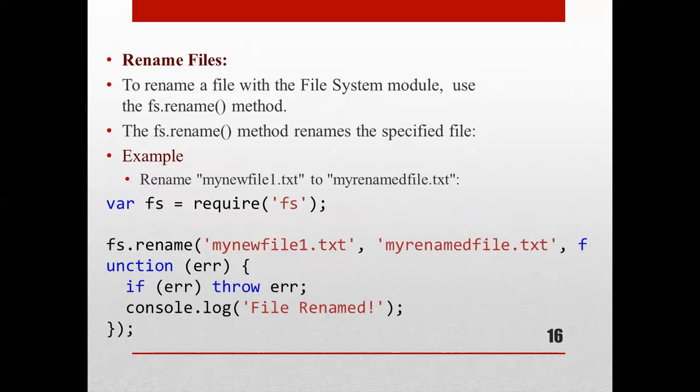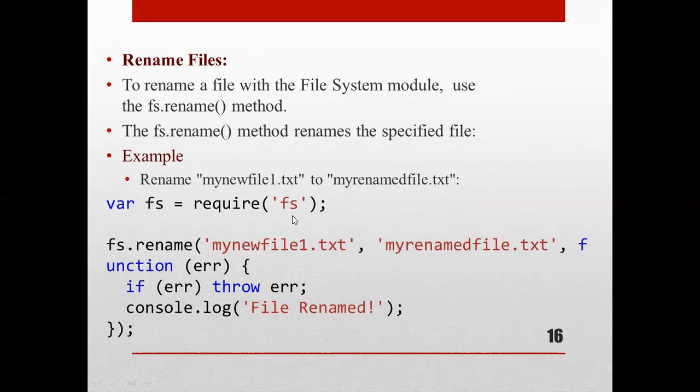Then the next operation is rename files. To rename a file with the file system module, use the fs.rename method. It will rename the specified file. See the example here, where we have to rename the file. This is the old file name, my new file one.txt. We have to rename this file to my rename file.txt.